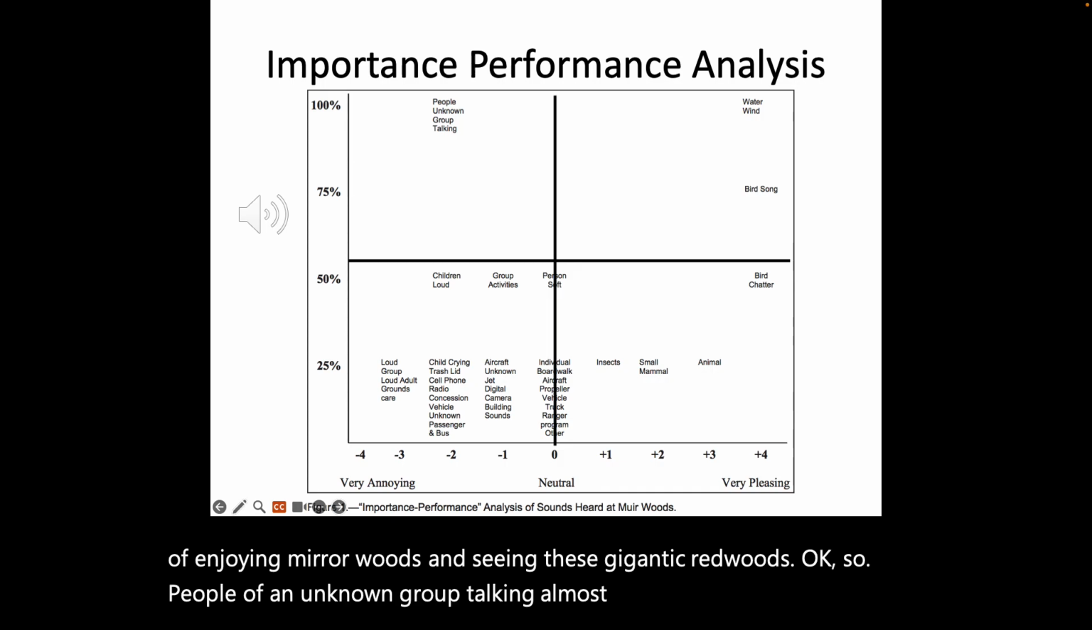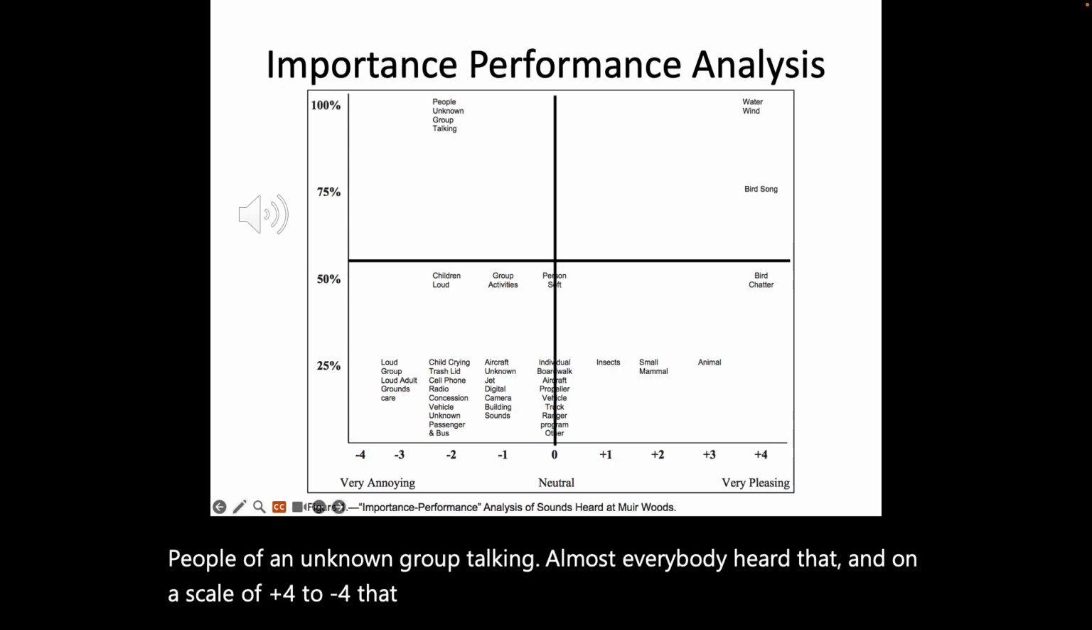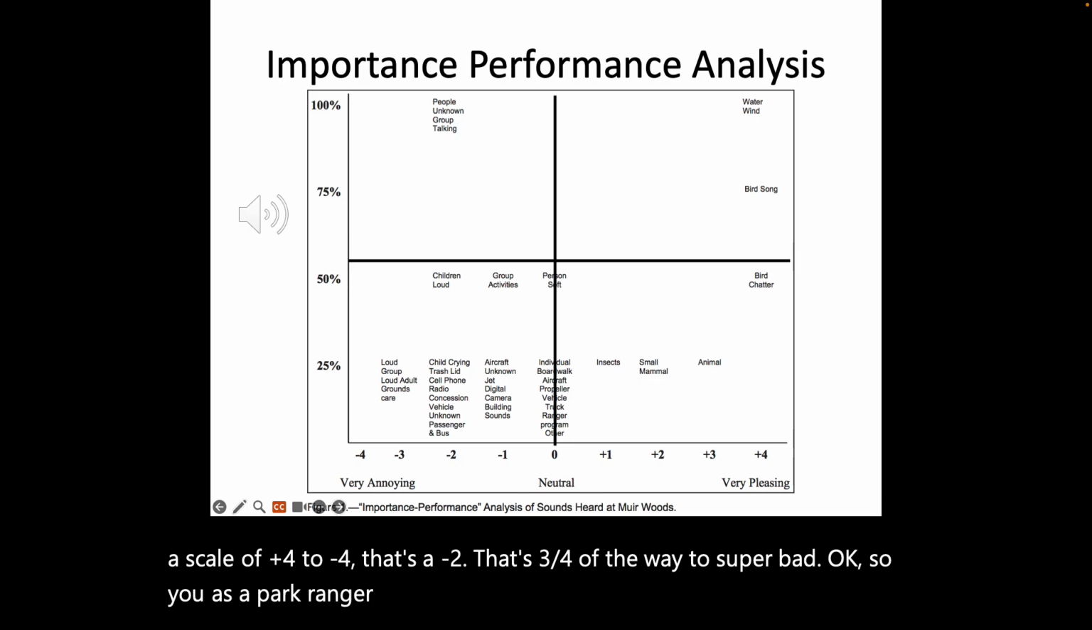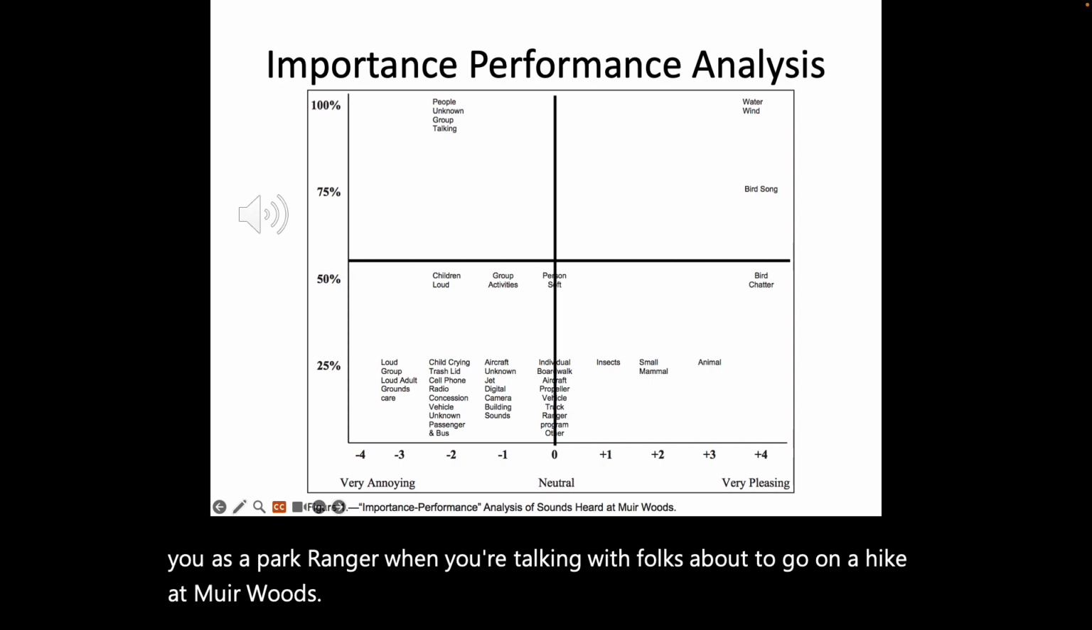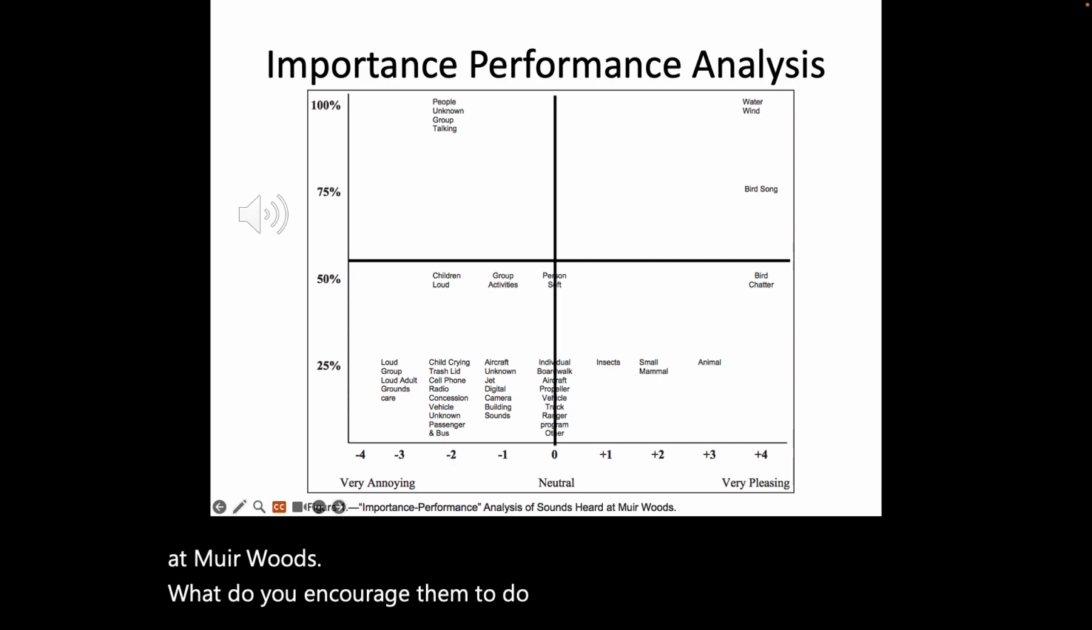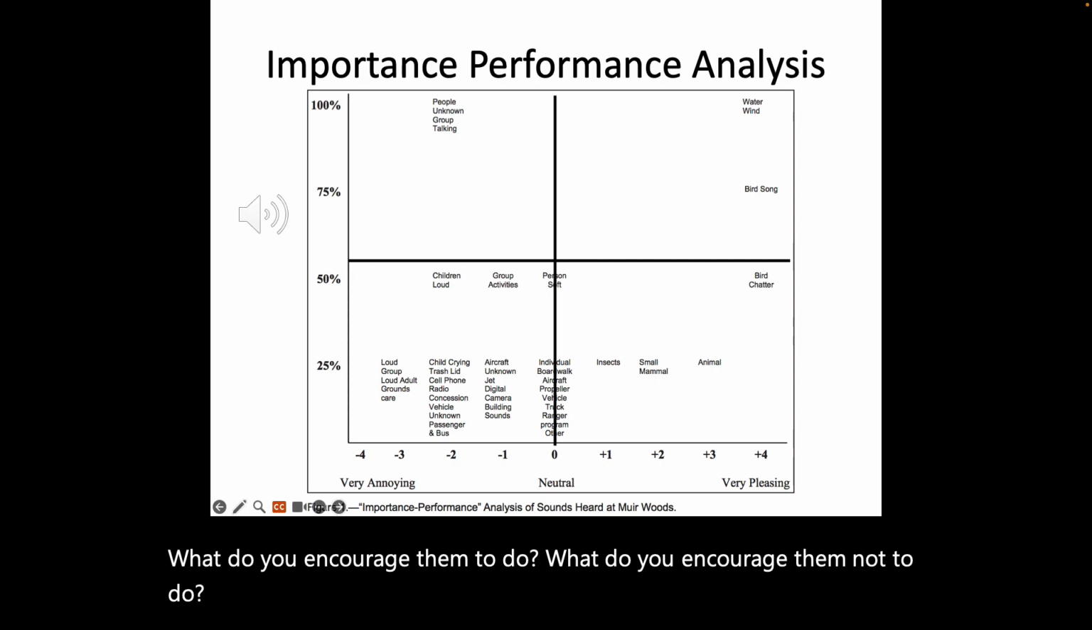Okay, so people of an unknown group talking. Almost everybody heard that, and on a scale of +4 to -4, that's a -2. That's three-quarters of the way to super bad. Okay, so you as a park ranger, when you're talking with folks about to go on a hike at Muir Woods, what do you encourage them to do? What do you encourage them not to do? What do you start writing tickets for?